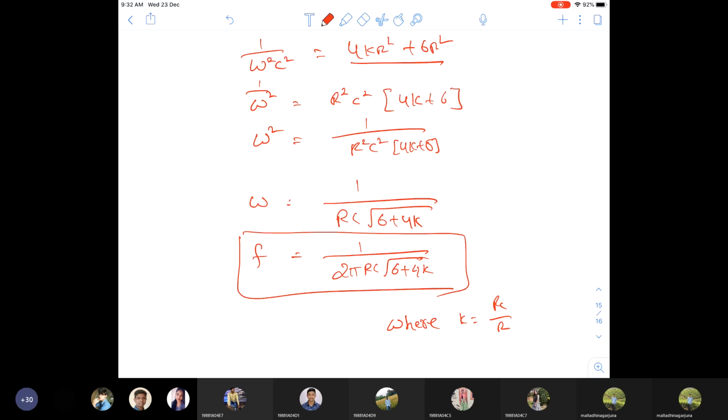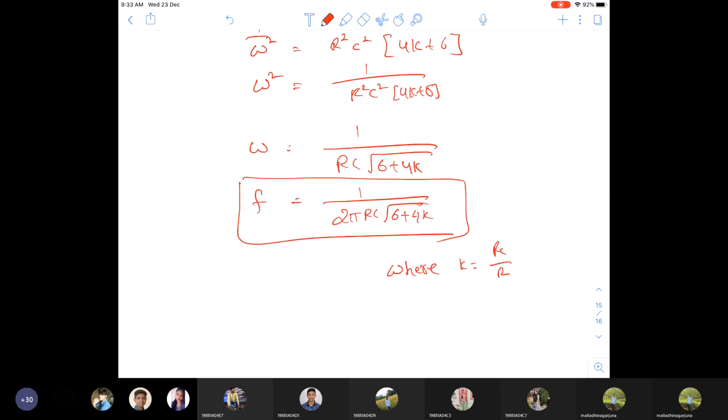Okay, suppose in a problem, if rc and r are given, then you can calculate k and you can calculate f. If the rc value is not given in the problem, then you need not take that 4k part. So you can take f is equal to 1 by 2 pi rc root 6. If rc is given, then you can take root 6 plus 4k. If it is not given, you just take root 6. Okay, this is the frequency.